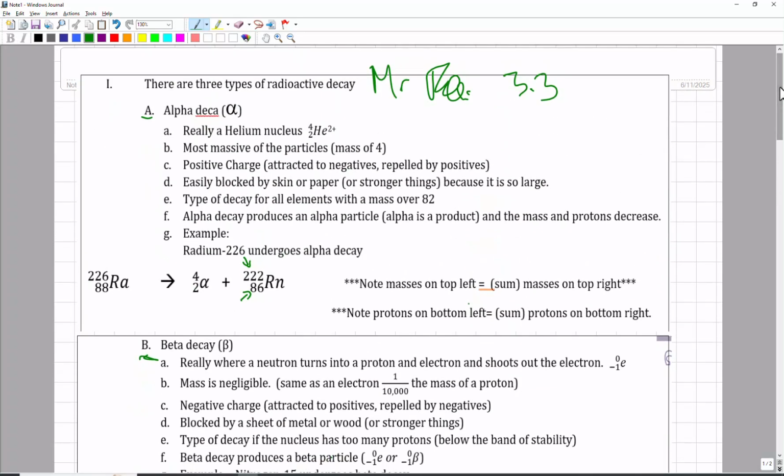So, alpha. An alpha particle is really a helium nucleus. So it's 4/2 He plus 2. Now, I'm going to be honest with you, no one ever shows the plus 2 on this. An alpha particle, no one shows it, but it is the truth, okay? This is the most massive of the particles. Its mass is 4. It has a positive charge, so it's attracted to negatives and repelled by positives. It's easily blocked by skin or paper.